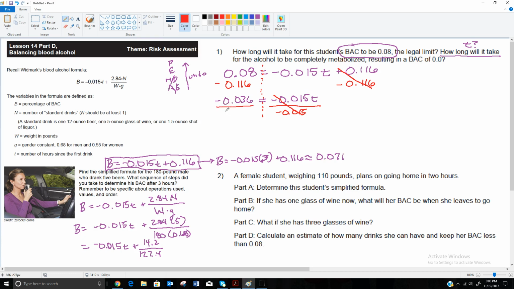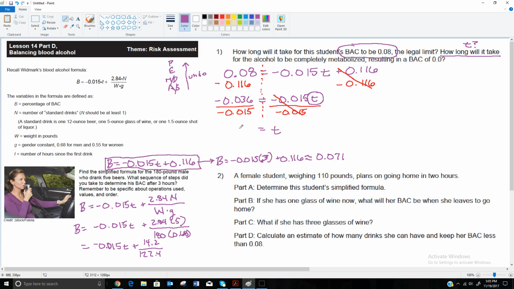So we're going to divide by negative 0.015, and then we'll get what t is, because now on this side the only thing that's left, these are canceled, remember, the only thing that's left is this t. So this is going to equal t now, and negative 0.036 divided by negative 0.015 gives you 2.4.